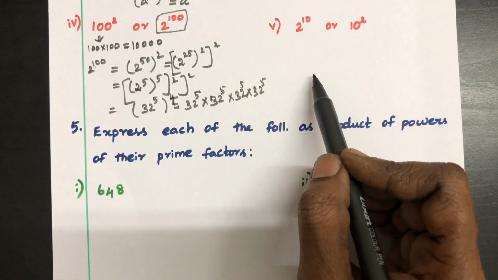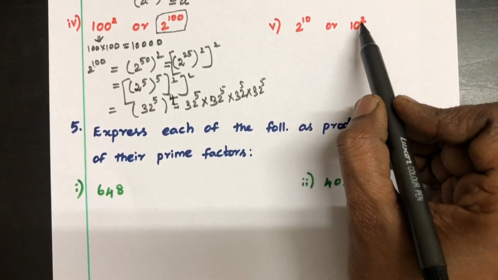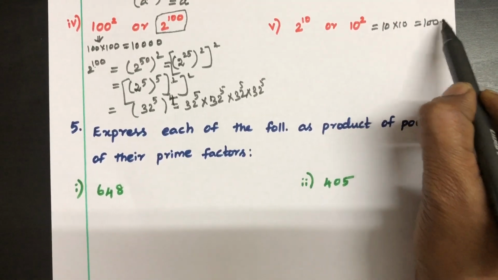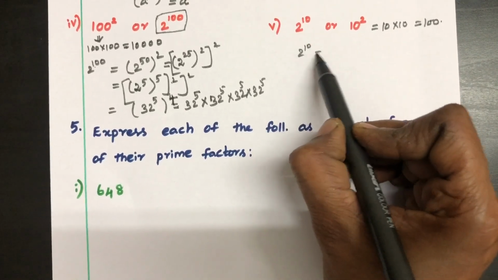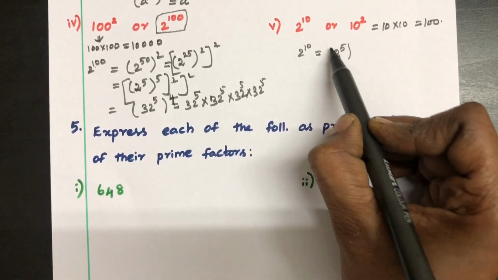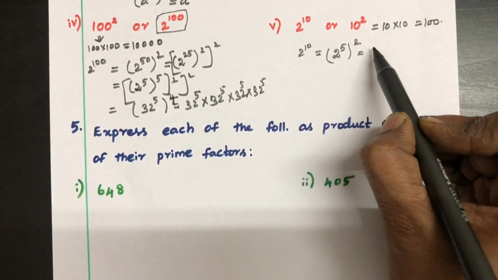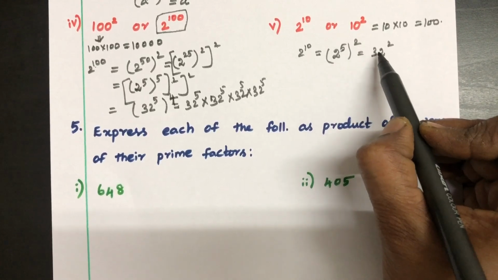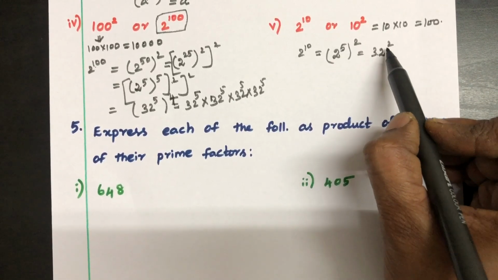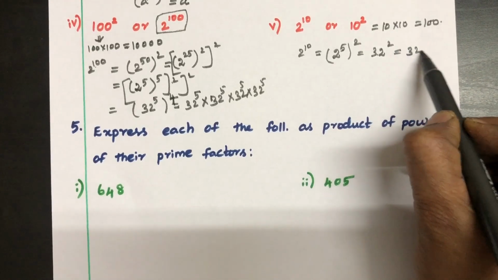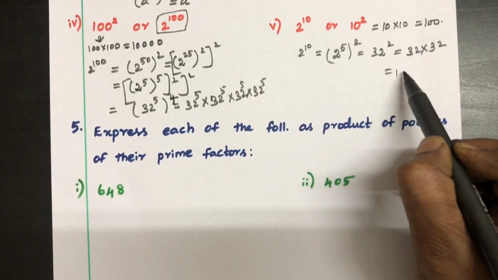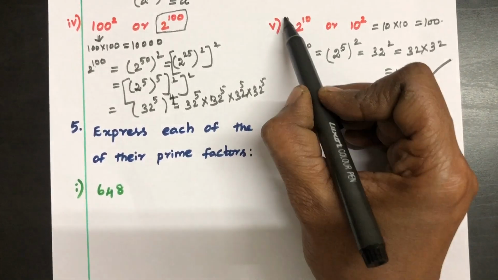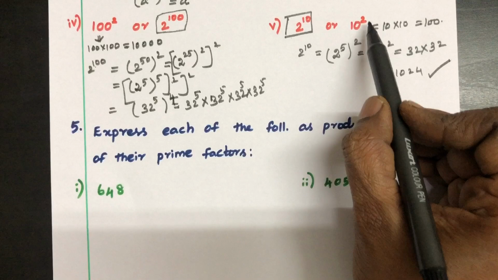Now 2 power 10 or 10 square. 10 square is easy: 10 into 10 is equal to 100. How to find 2 power 10? 2 power 10 is equal to 2 power 5 the whole square, which is 32 square, since 2 power 5 is 2 into 2 into 2 into 2 into 2 is 32. What is 32 square? 32 into 32 gives us 1024. So obviously this is the greater number. So 2 power 10 is greater than 10 power 2.